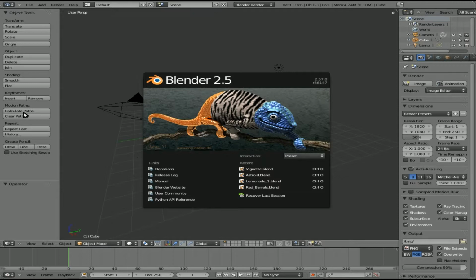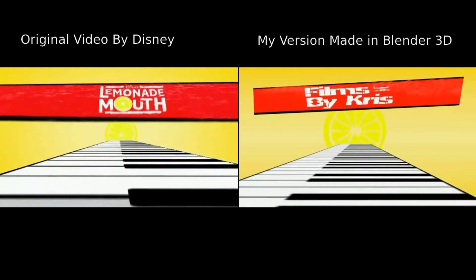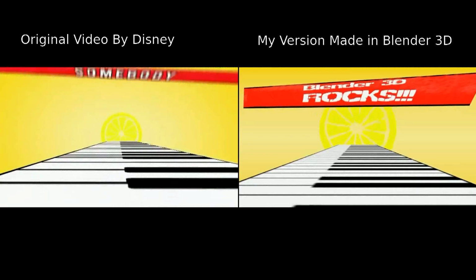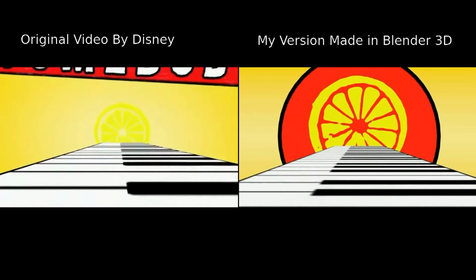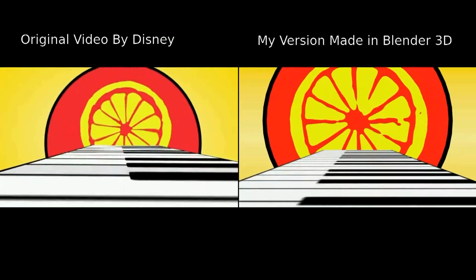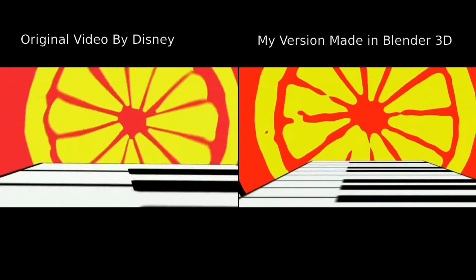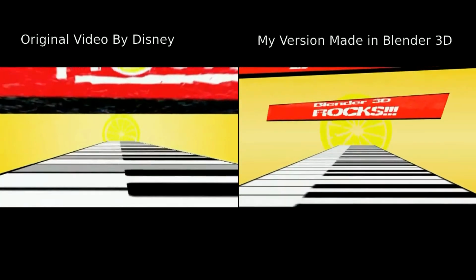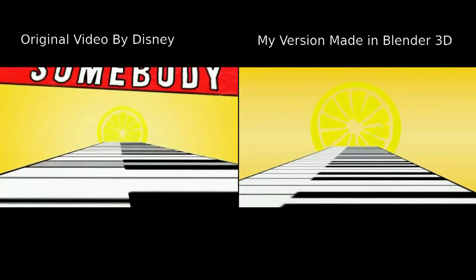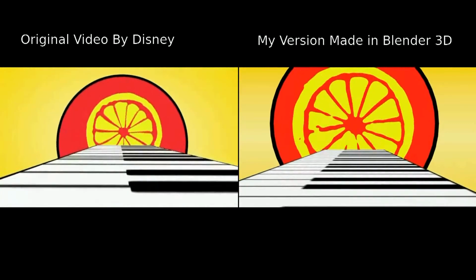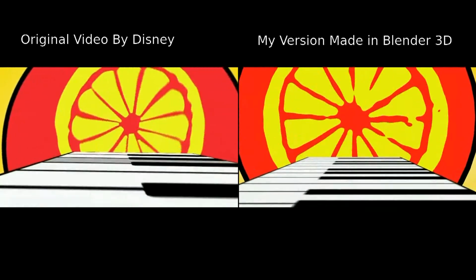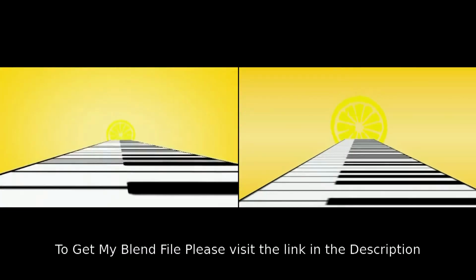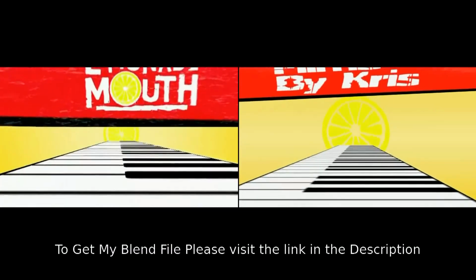Okay, a couple days ago, I posted a little video I did, and here I'll give you a screenshot of it. On the left, you'll see the original video done by Disney for a music video for their new movie called Lemonade Mouth. On the right, you'll see the version I made in Blender 3D. Not exact, but we're just trying to emulate the work to practice skills in Blender. And today, we're going to go over creating that scene from pretty much scratch.